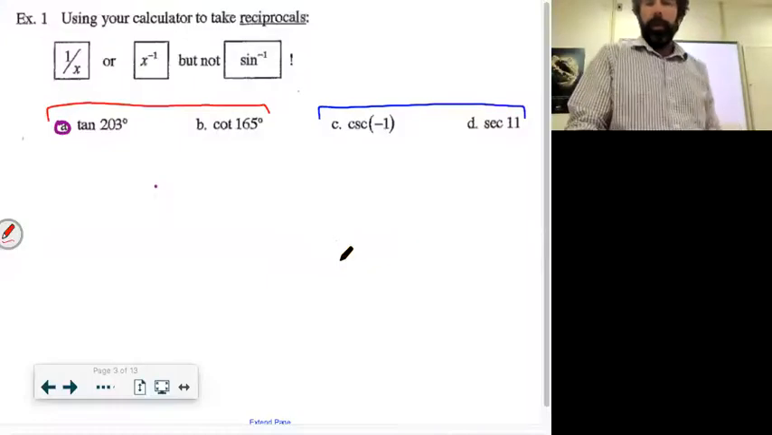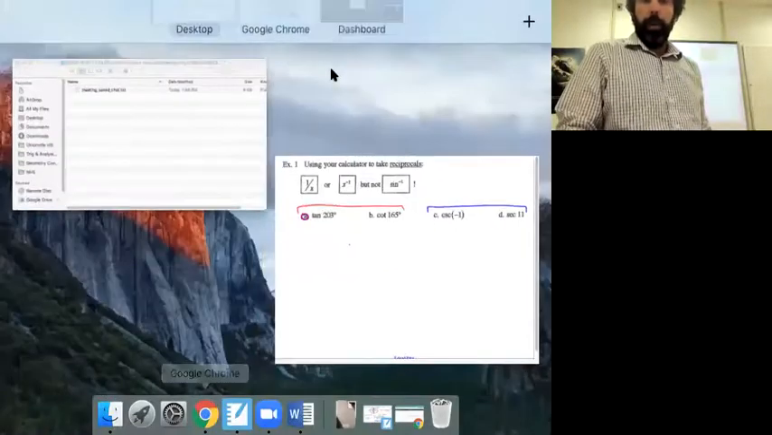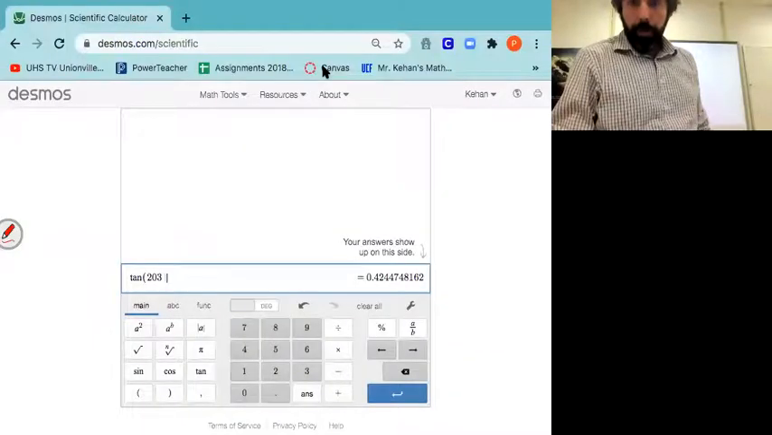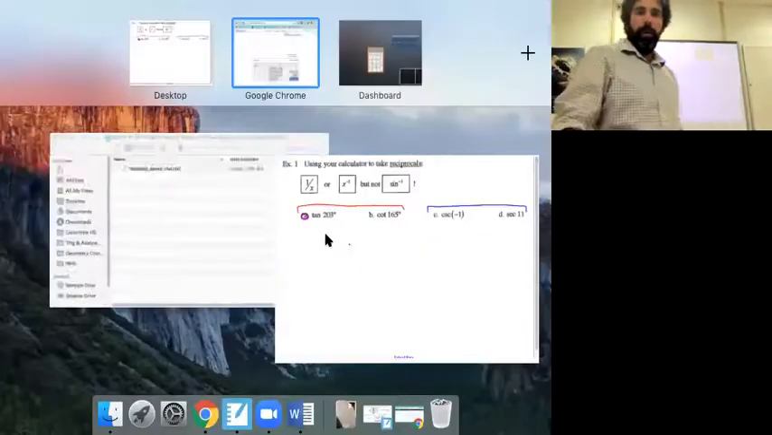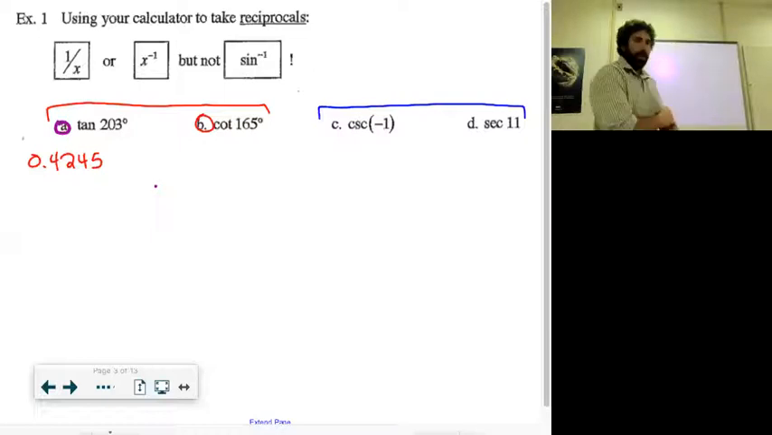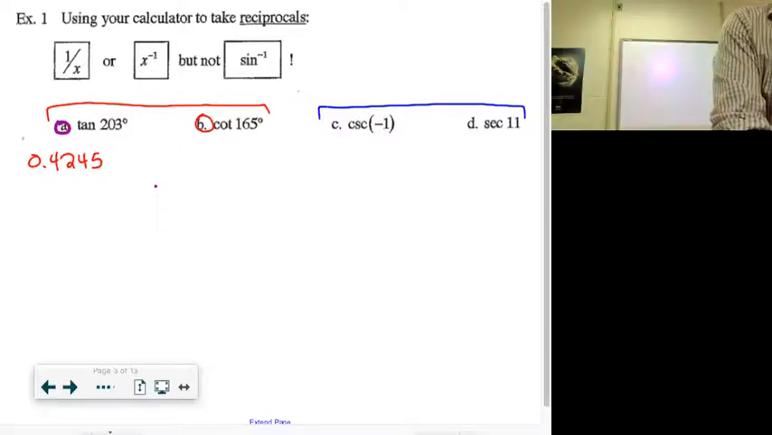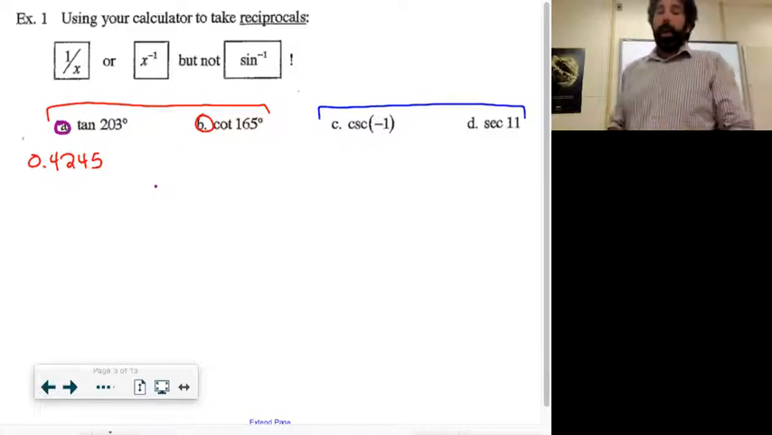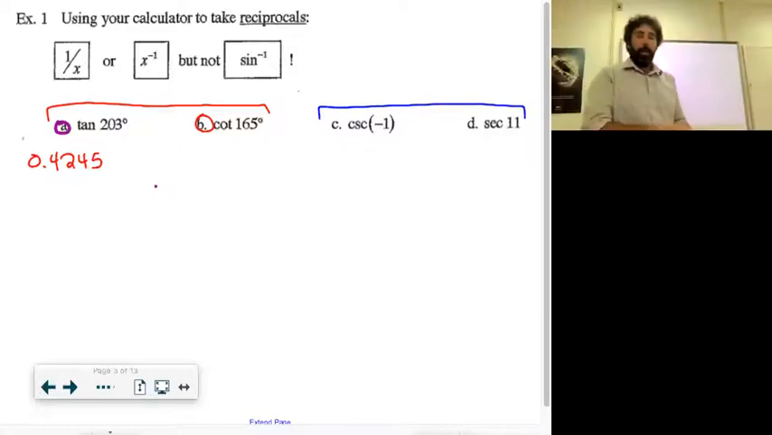So we have 0.4245. Now, when we get into the other functions, cotangent, cosecant, secant, and so on, those actually are not available on your graphing calculator or scientific calculator. They don't make them that way. These are what we call the reciprocal functions. So there are a few ways to do it.